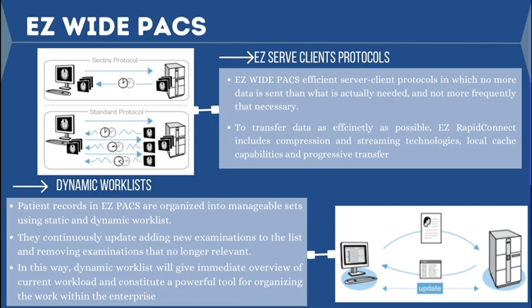Other than that, to transfer data as efficiently as possible, Easy Rapid Connect includes streaming technology, local cache capability and progressive transfer, so there is no delay for information to reach the radiology department and they can see the information as soon as possible. Next, Easy PACS also provides a dynamic work list. Patient records in Easy PACS are organized into manageable sets using static and dynamic work lists. A dynamic work list has examinations included in the work list by criteria such as reading status and the modalities. It will continually update with new examinations and remove examinations that no longer apply, so there is no overlapping information about the patient.